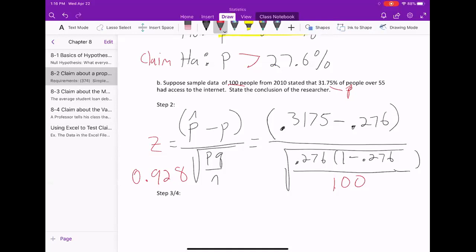What is that 0.928? Is that your confidence interval? And it's close. It's a z-score, right? So now we go to our table and we find 0.928, right?